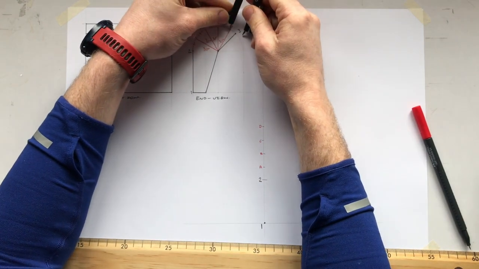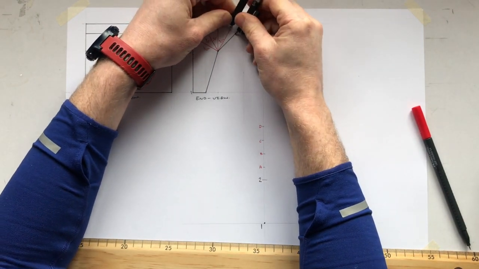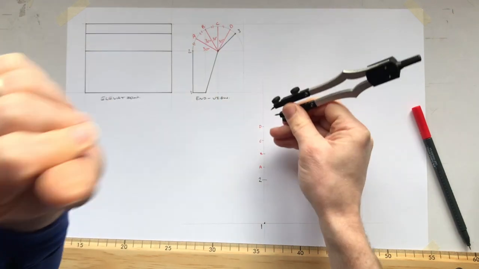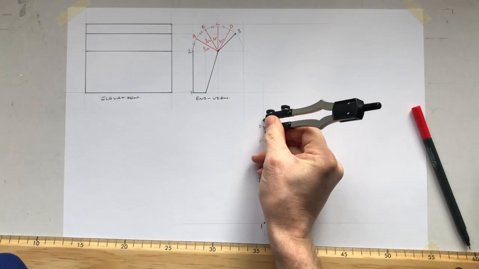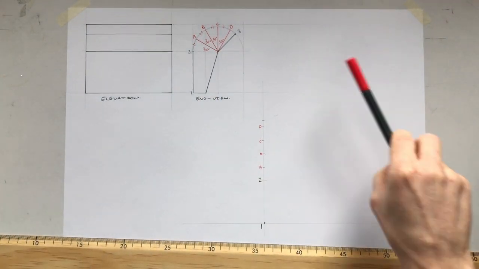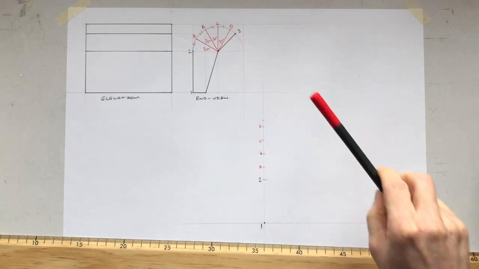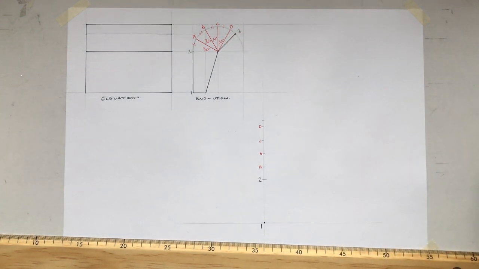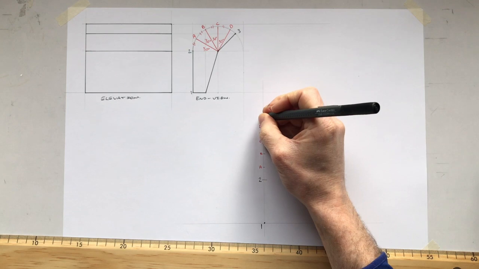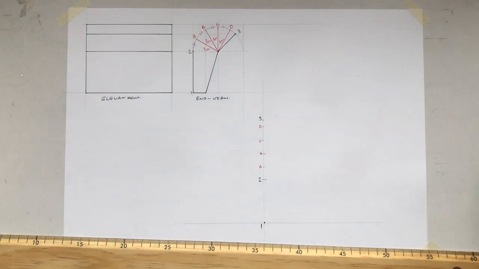So I'm going to put my compass down on D, open up to point 3, and we're stepping that one off just here. Why is that one smaller and different? Because remember, we came up here on this black edge to 3 at a 45 degree angle. So it's slightly less. So there's point 3.